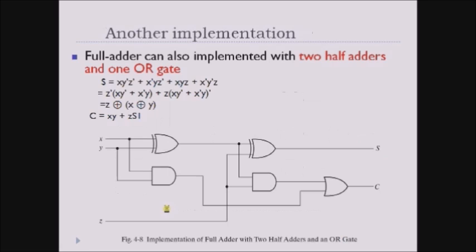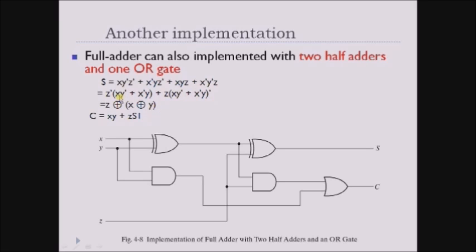Okay, now this is another implementation of the full adder, where it is implemented by using two half adder circuits along with one OR gate. If you can see the sum function, we have got this sum function. Now in these two minterms, I took common z bar, then I'll get x y bar plus x bar y, and out of these two minterms I took common z, therefore I'll get this.